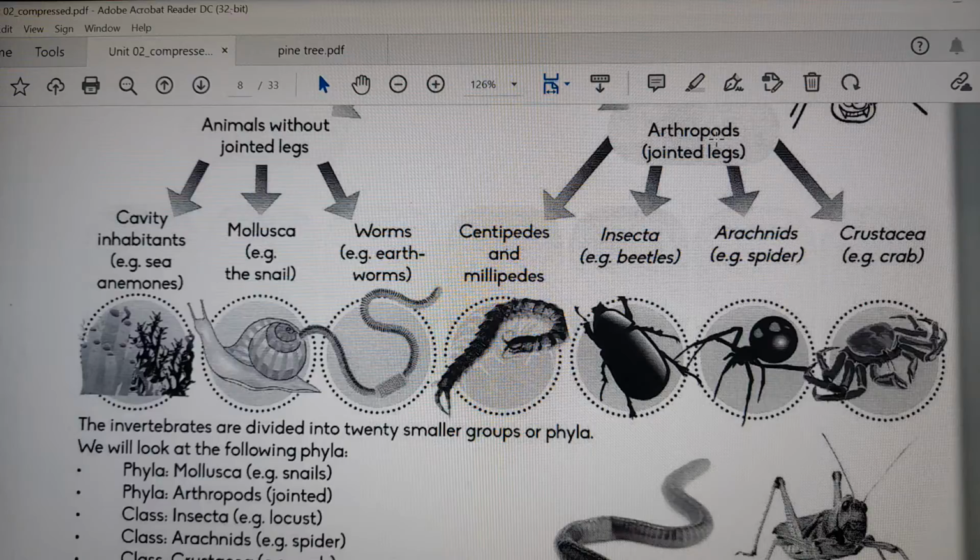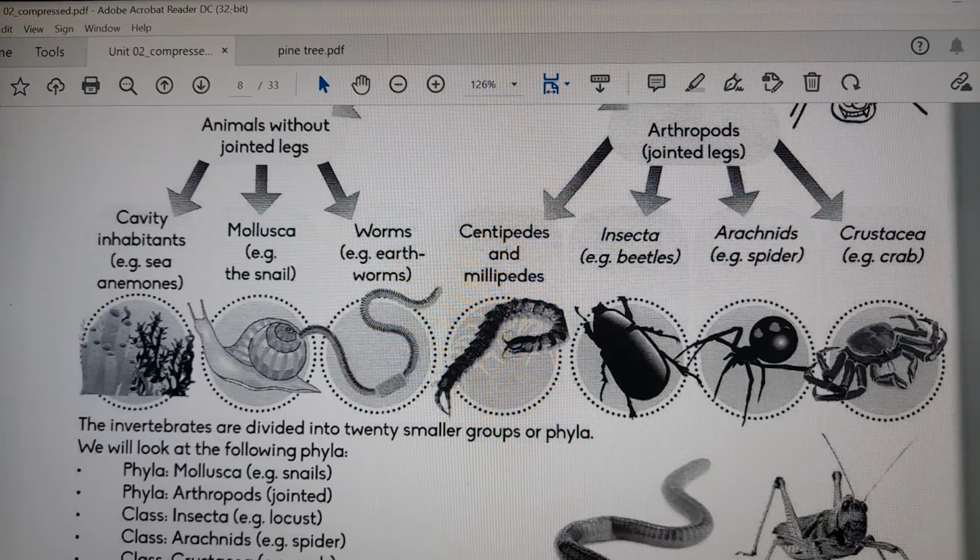And we have animals with jointed legs, that is arthropods. We have centipedes and millipedes. We have insecta, for example beetles. We have arachnids, a spider. We have crustacea, crab. Now let's look further into this. These are all the examples. This side is without jointed legs, and this side is with jointed legs.